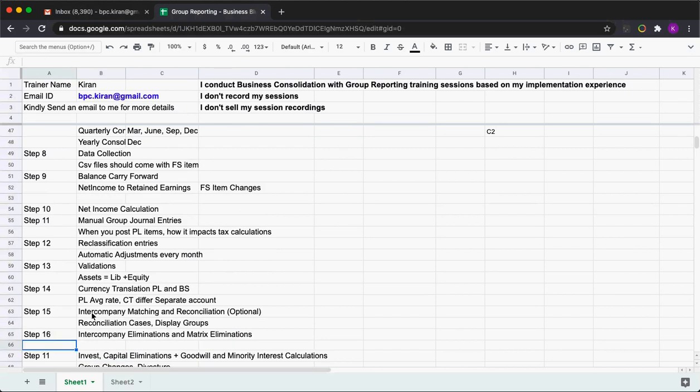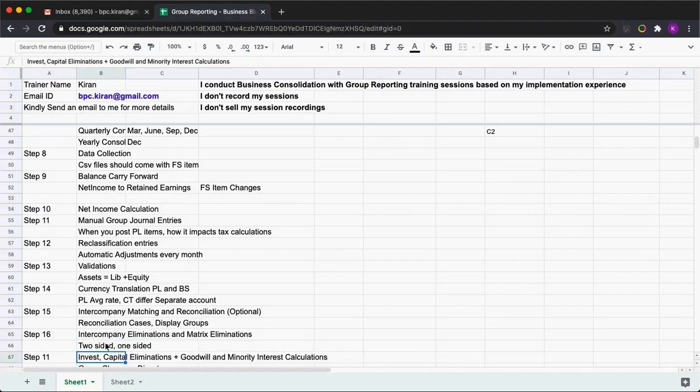intercompany eliminations and matrix eliminations. Once the intercompany matching is done, intercompany elimination means all the intercompany transactions should be eliminated. So how will the two-sided elimination happen, how will the one-sided elimination happen? There are two things given in group reporting. Two-sided means, let's say accounts payable and account receivable. Both sides, the leading unit and partner unit, will have the trading partner in their transactions. That is called two-sided elimination.